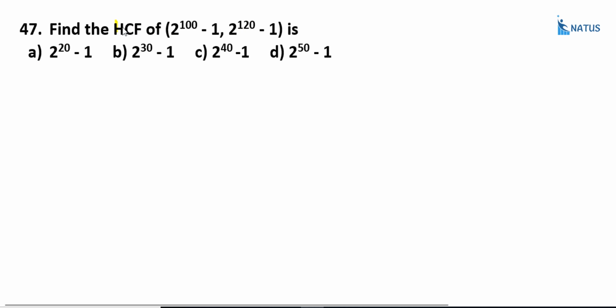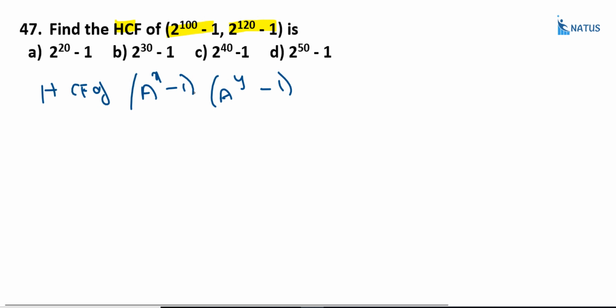47. Find the HCF of 2 to the power of 100 minus 1 and 2 to the power of 120 minus 1. All of you remember one formula. The HCF of a to the power x minus 1 and a to the power y minus 1 is a to the power of HCF of x comma y, minus 1, right? You must remember this formula.